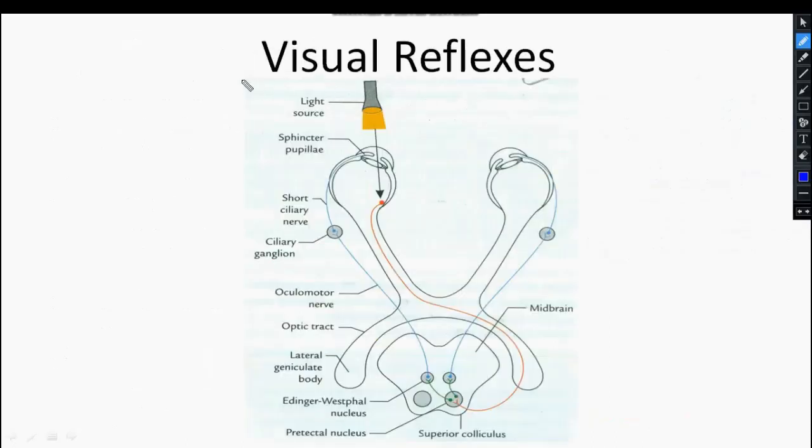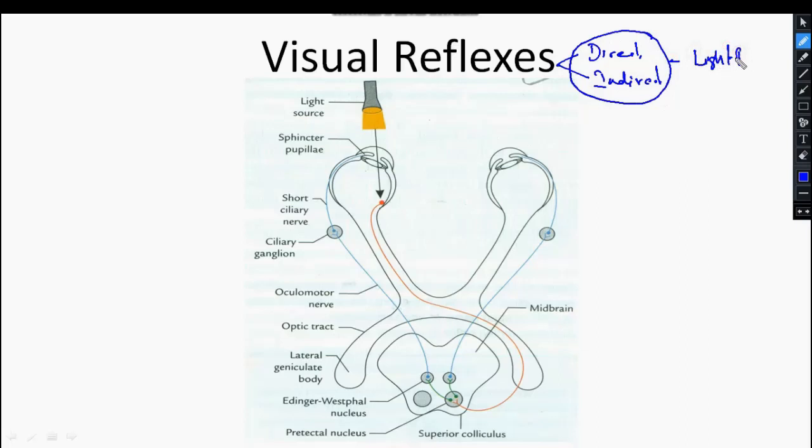We have covered all this long way. Now we are at the end. The last thing left is the visual reflexes. So these visual reflexes are of two types. One is the direct and the other is the indirect. So the direct one, here we see. This direct and indirect reflex is what we study under the light reflex.